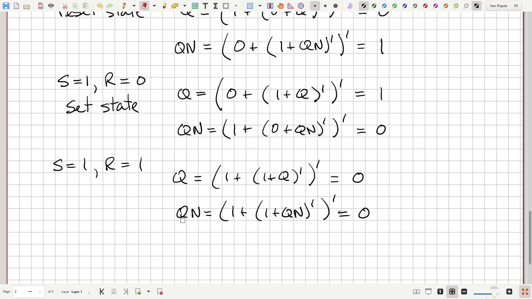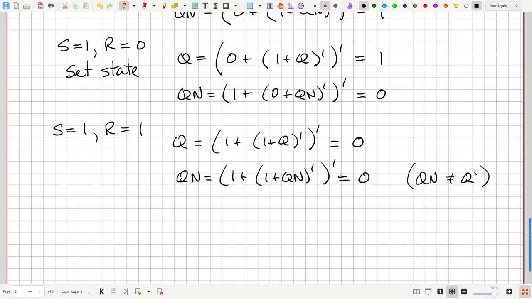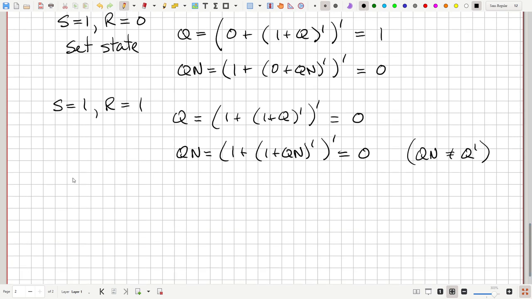And that's why we use Qn, because Qn is not necessarily equal to just Q prime, or not Q. Okay, so let's make our truth table. Here is the S input, the R input. We've got the Q output and the Qn output.